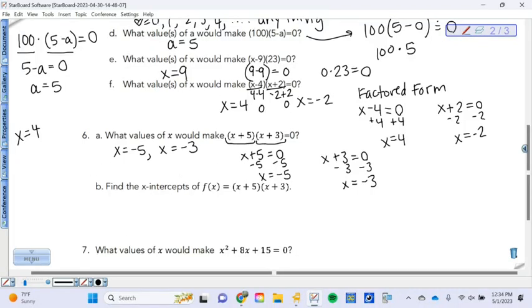In part B, it asks about the x-intercepts. We've talked about x-intercepts before when we were looking at linear equations. And remember, the x-intercept is where the graph crosses the x-axis. X-axis. So what is the y-coordinate of this point? What's the y-coordinate of this point going to be?